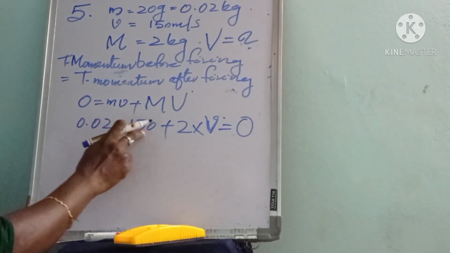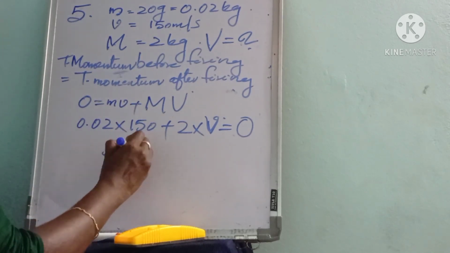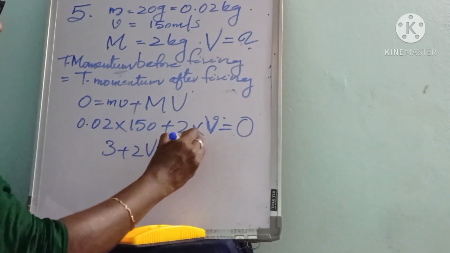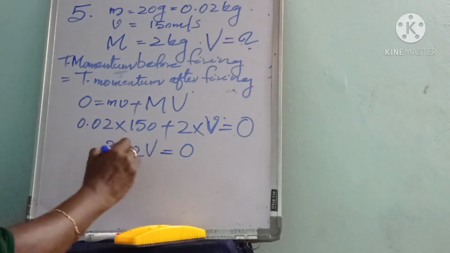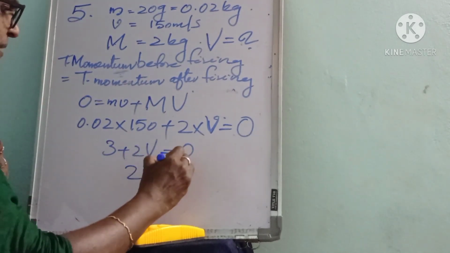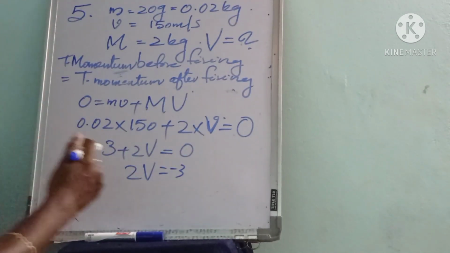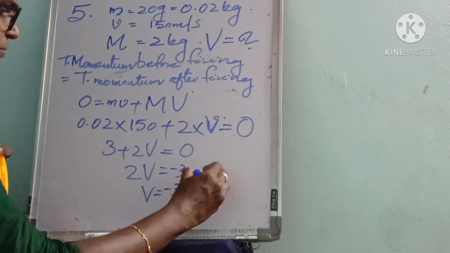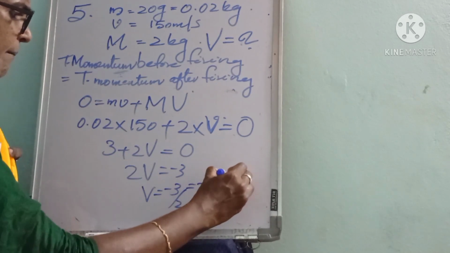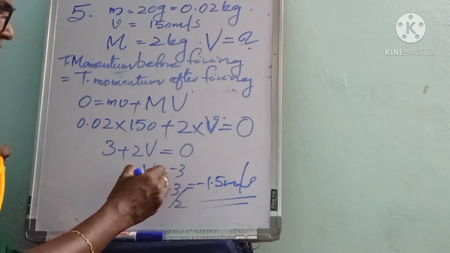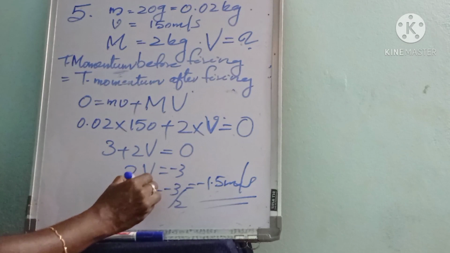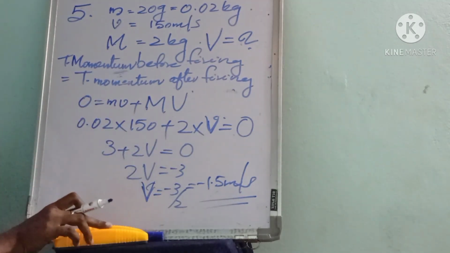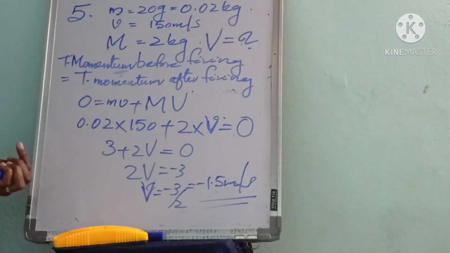Then 0.02 into 150 is actually 3, so 3 plus 2V is equal to 0. Then 2V is equal to minus 3, and from this V equals minus 3 by 2. Actually it is minus 1.5 meter per second. This is the recoil velocity of the pistol. V is equal to minus 1.5 meter per second.